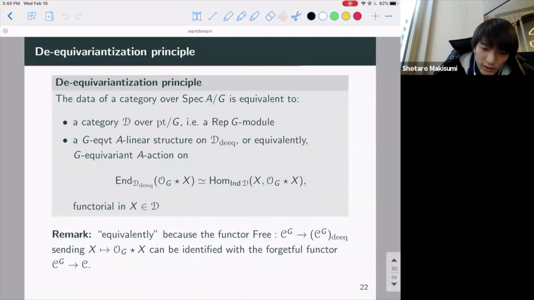This de-equivariantization procedure actually produces a functor. You can start from any object X in D, and then you can take a free module over the algebra object. And this functor can actually be identified with just the forget-the-G-action functor, in the case that D is the G-equivariantization of some category C.